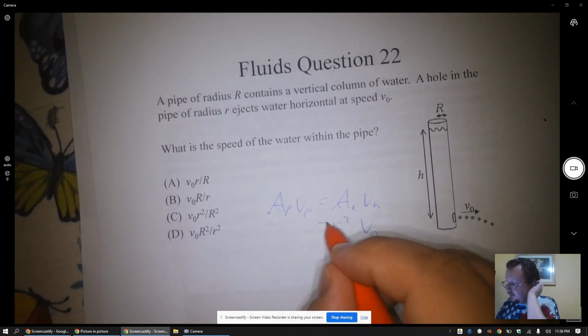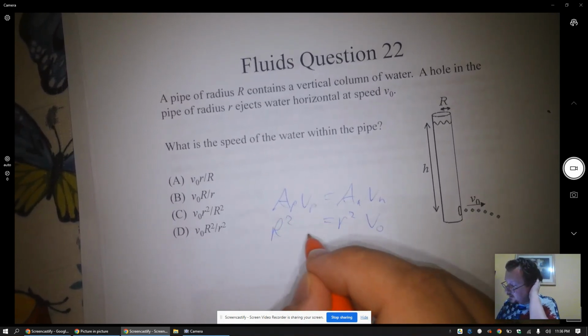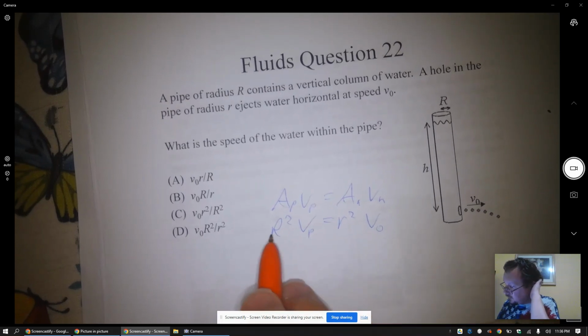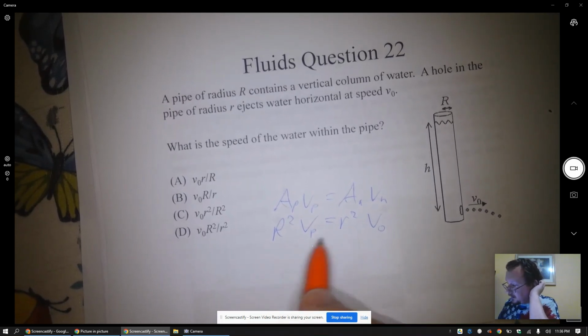Isn't it pi r squared? Well, the pi is going to cancel out over here with the big R squared, and then that's the v in the pipe, which we want to know. So if I divide by big R squared, I get that.